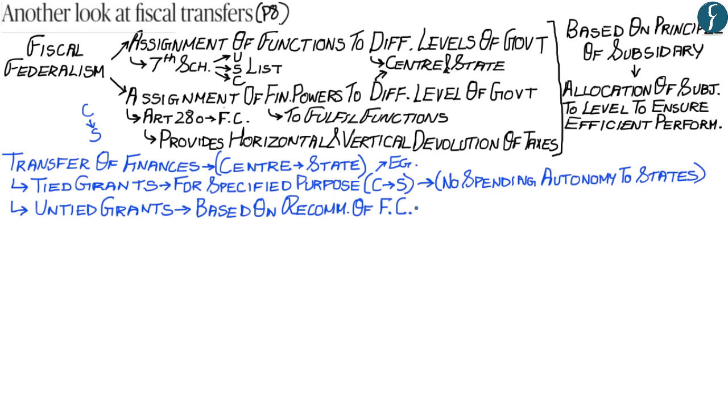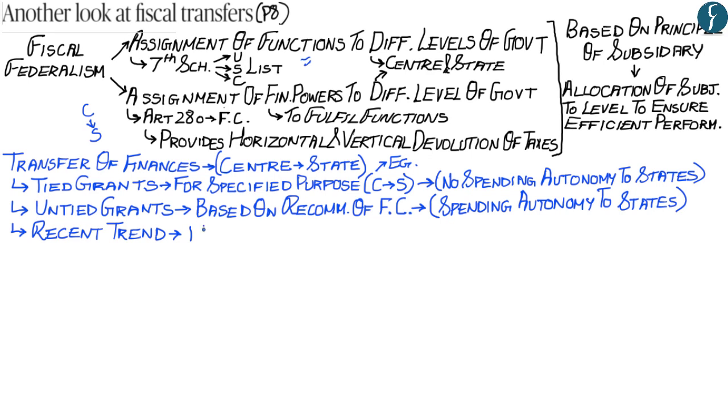While with regards to untied grants, which are based on the recommendations of the Finance Commission, they provide operational freedom and financial autonomy to the states, whereby they are allowed to spend the money on any of the responsibilities that have been given to them under the Constitution of India. Now, it is within this context of tied and untied grants that we need to understand the recent trend, which has been highlighted by C. Rangarajan sir in the editorial.